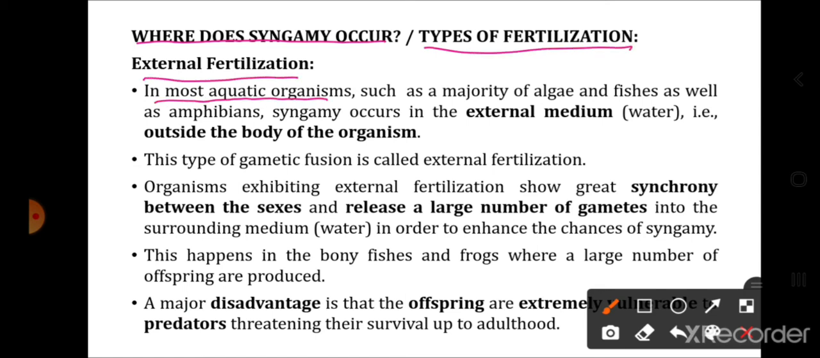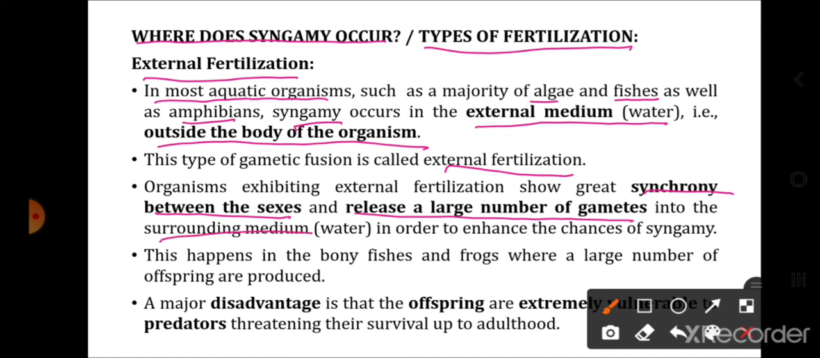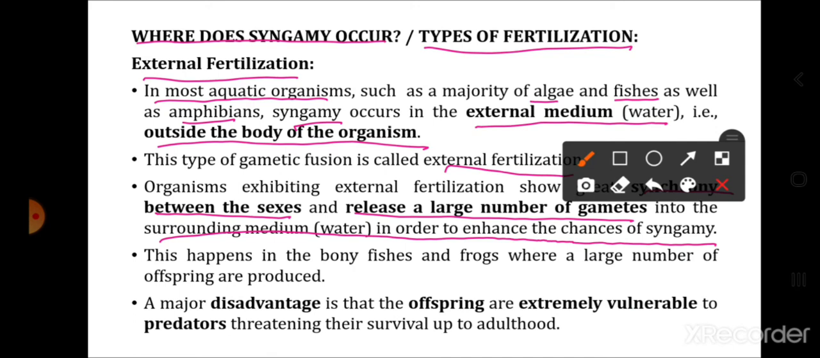External fertilization. In most aquatic organisms like the majority of algae and fishes, as well as in amphibians, the syngamy occurs in the external medium, that is water, outside the body of the organism. That process is called external fertilization. The organisms exhibiting external fertilization show great synchrony between the sexes and release a large number of gametes into the surrounding medium, that is water, in order to enhance the chance of syngamy.